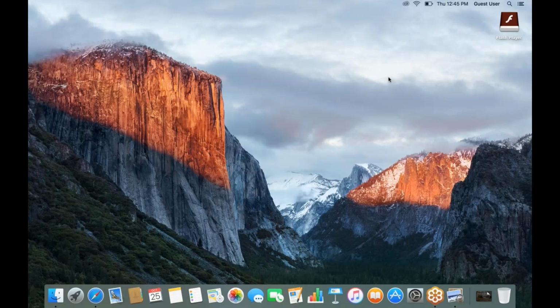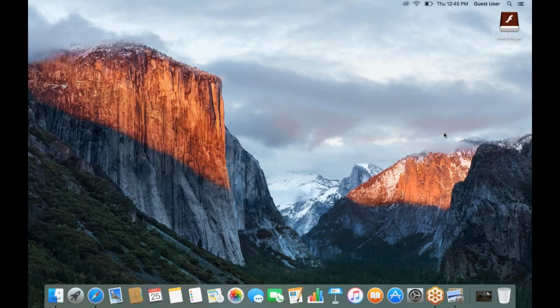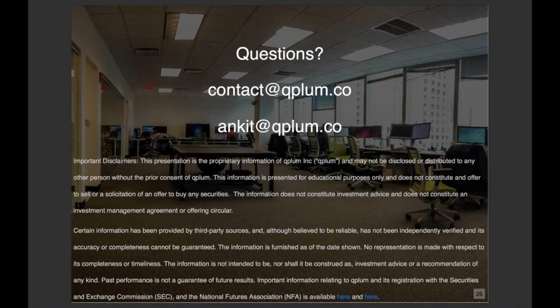We have a question from David. What deep learning library are you using for this work? So for most of our work, we use TensorFlow. So yeah, we use TensorFlow for this application as well.